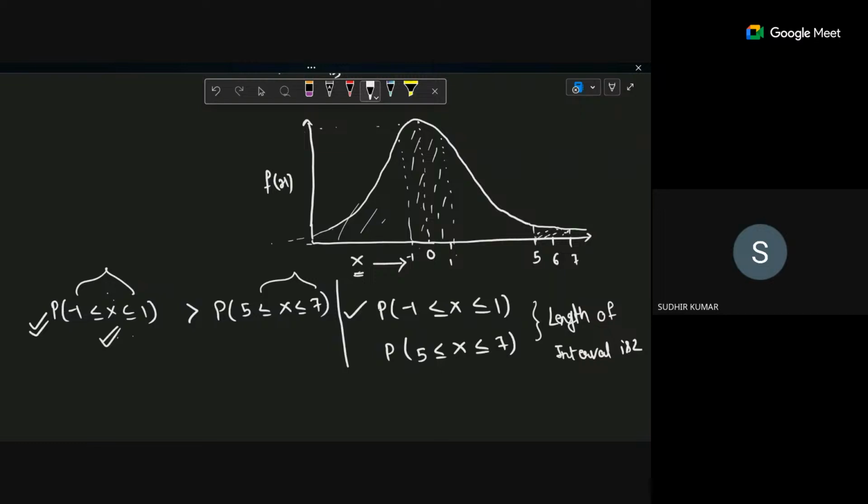So that could be the answer to your next question: in the case of this PDF, we are comparing per unit length. Yeah, fine. Okay, does anyone have any doubt in this particular example, or anything that we have discussed till now?